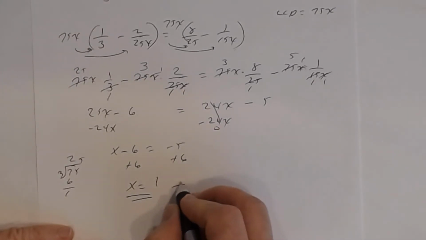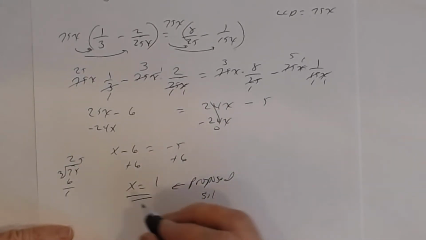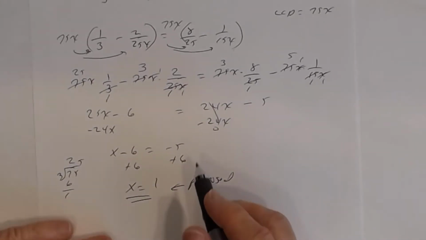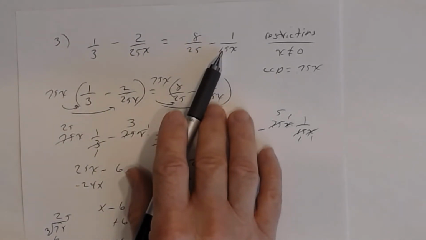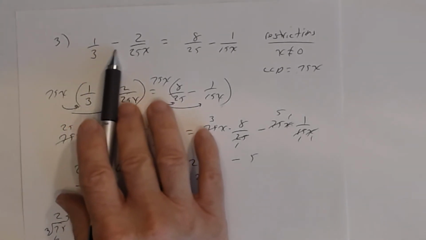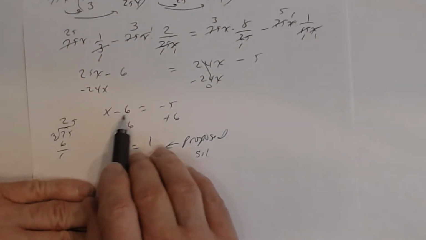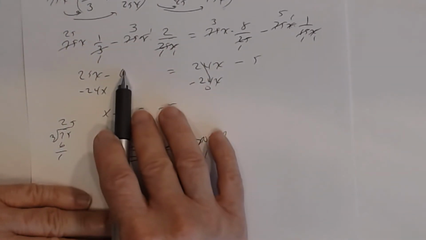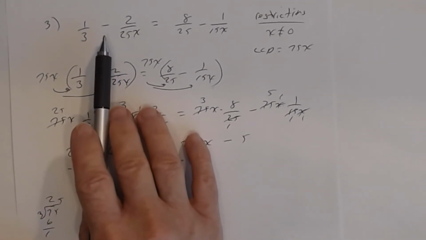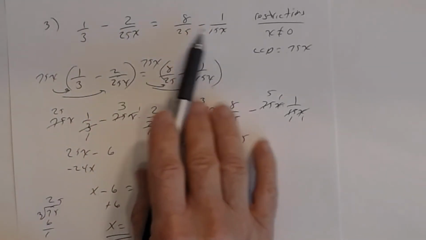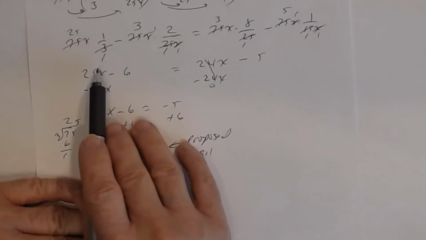Now, this is going to be my proposed solution this time. The reason we call it a proposed solution for right now is because of this: your original equation had variables in the denominator. So you went from a rational equation with variables in the denominator to a linear equation where you did not have variables in the denominator. So when you solve this, these are two different equations. A rational equation with variables, that's why you have to look for restrictions, and then a linear equation.